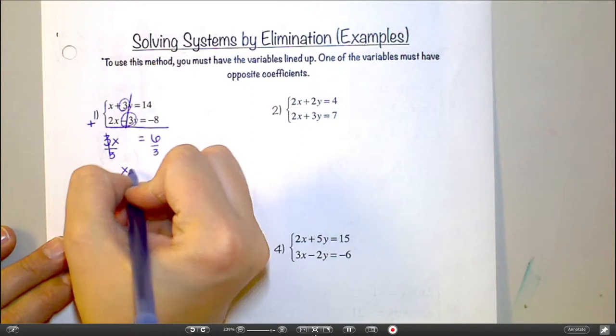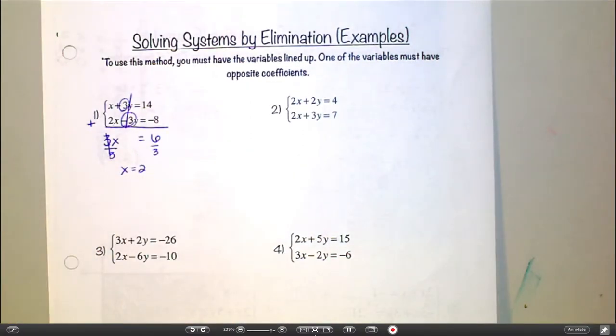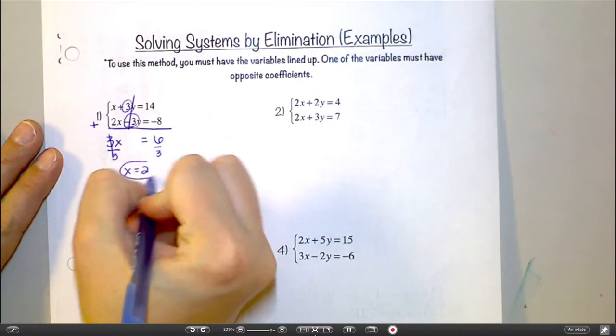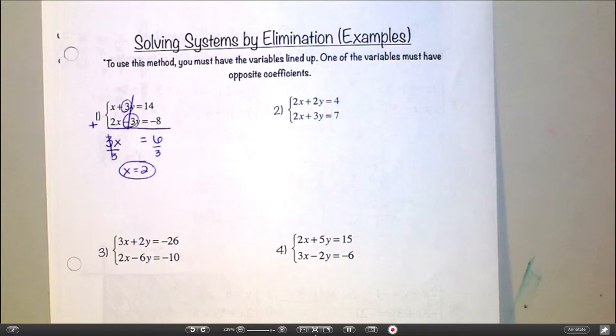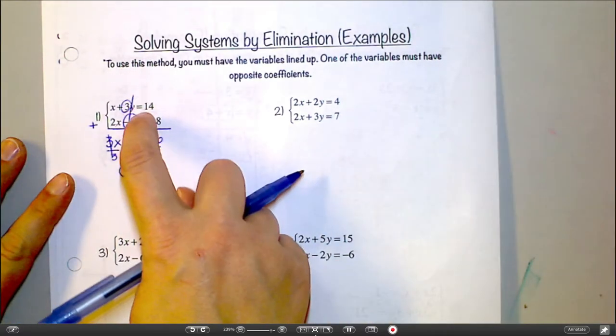So X equals 2. Am I done? No. You're never done. We found what X equals. We need to go back and find what Y equals. This part is a little trickier than it was in the old ones because the old ones always had it solved like Y equals blah, blah, blah. This one's a little bit more complicated, but it's still not too bad.